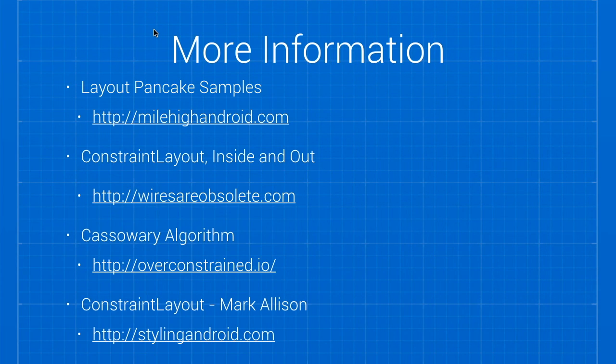Okay? So a couple other things just to keep in mind. I do have a sample repo that I just post with some examples of essentially different types of layouts that something you might have done with linear layout or grid layout and how it's done with constraint layout instead. So the layout pancake repo is on my GitHub, and all my GitHub stuff is at milehighandroid.com, so it's easy to remember. If you are interested in some of those gory details that I mentioned I am in the middle of a blog series, so you can follow my blog, Wires Are Obsolete. And the first post went up today, and there will be another one probably in about a week or so.